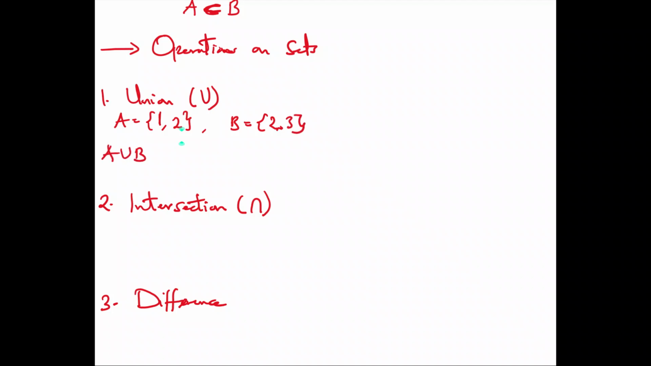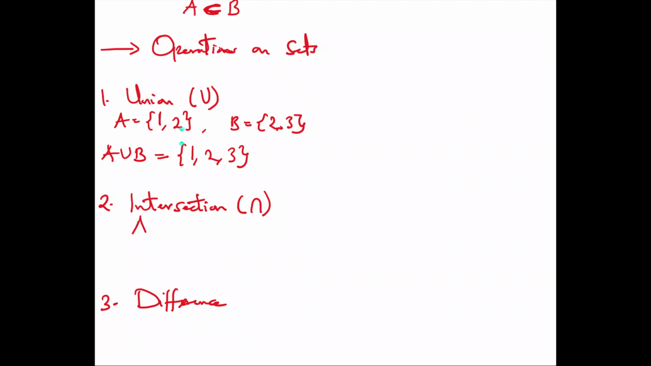So if we want to do A union B, we are going to combine all the elements in both sets. So that will be 1, 2 and 3. And remember that in a set you cannot repeat the same element, just one, and the order does not matter too. Okay, and the next one is intersection. Intersection is elements common to both sets.